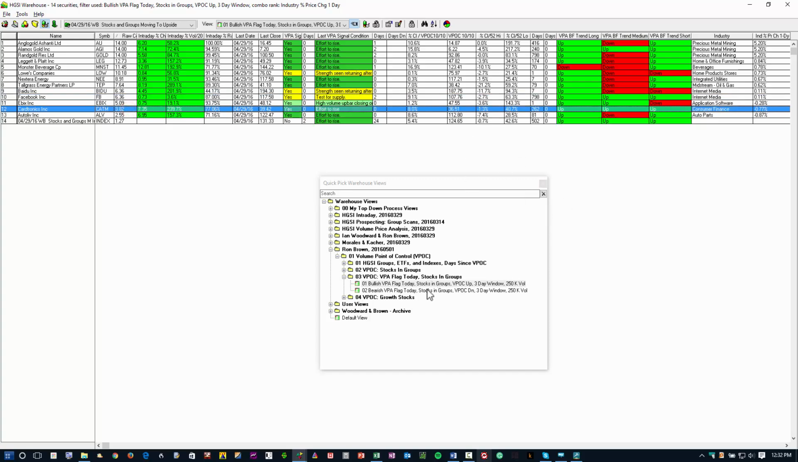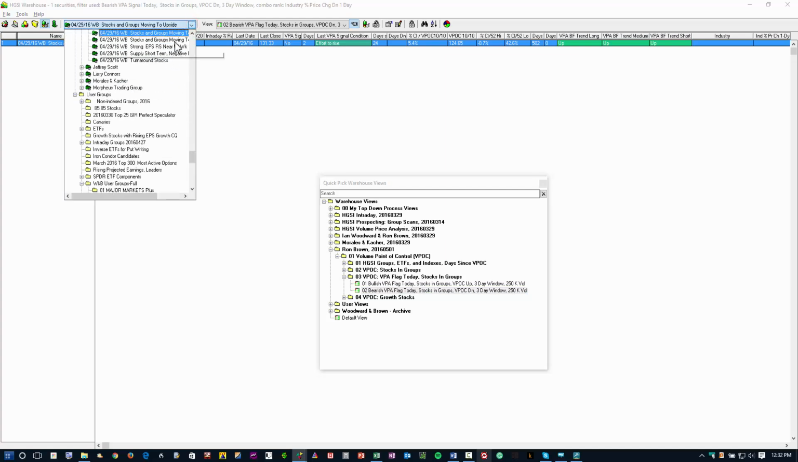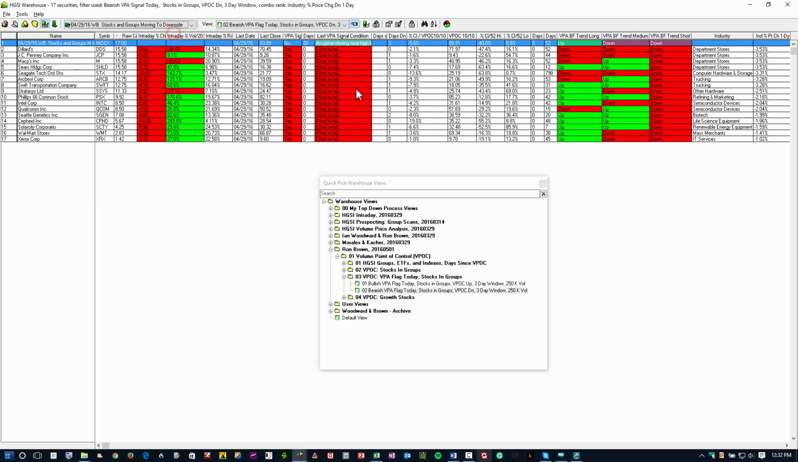Okay, so this is a bullish flag today. I'm in the stocks and groups moving to the upside. If I go to all securities, there's going to be a lot more of them. And you can see that there were none moving down. But if I go to stocks and groups moving down today, there were several. I'm going to move on.